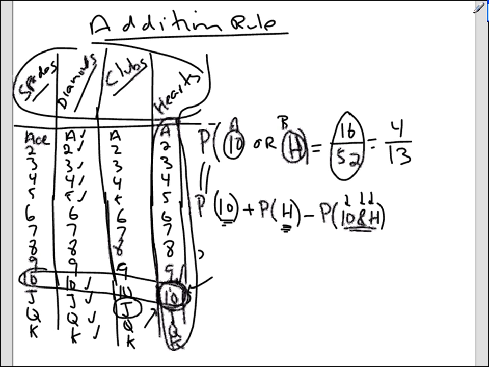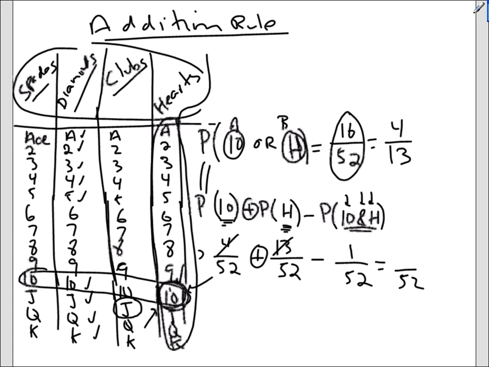The probability of 10, well, out of the 52 cards, there's 4 tens. Plus the probability of getting a heart. Well, it's 52 cards and 13 are hearts. Minus the probability of getting a 10 and a heart, which is called the 10 of hearts. Well, out of the 52 cards, there's only one 10 of hearts. So we're out of 52. 4 plus 13 is 17. Minus 1 is 16, which is 4 over 13. The exact same answer. Using the addition rule, although you should know it, it makes life harder.